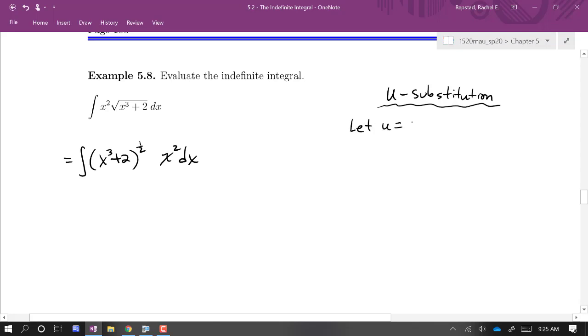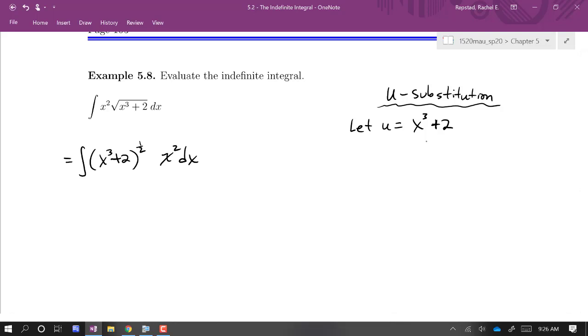So we're going to let u equal x cubed plus 2. Now we should note that when we make a u substitution, we say let u equal x cubed plus 2. It's not that we're 100% sure it'll work yet. Sometimes, you know, integrating and finding an antiderivative, as we saw in the last section, can take a few tries. We're hoping this works.